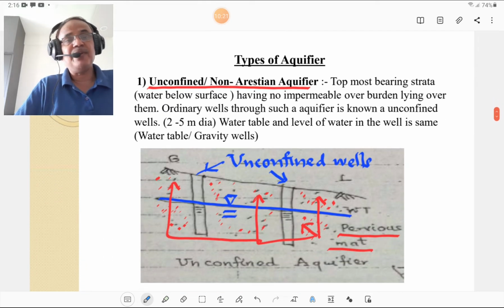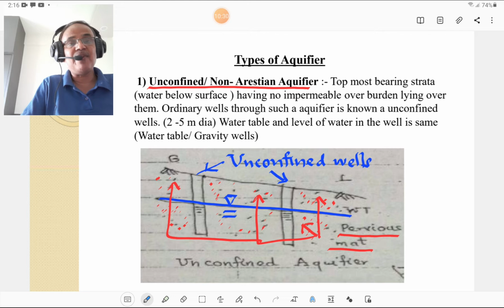Then types of aquifer. We will discuss the types of aquifer. The first type of aquifer permits the storage as well as transmission of water. That first type of aquifer is the unconfined or non-Artesian aquifer. In a non-Artesian aquifer, the topmost water bearing strata, that is water below the surface, has no impermeable overburden, so impermeable overburden is not there lying over them. Ordinary wells through such an aquifer are known as unconfined wells, 2 to 5 meter diameter. The water table and level of water in the well is the same as that of the water level of the ground. These types of aquifers are called unconfined aquifers.